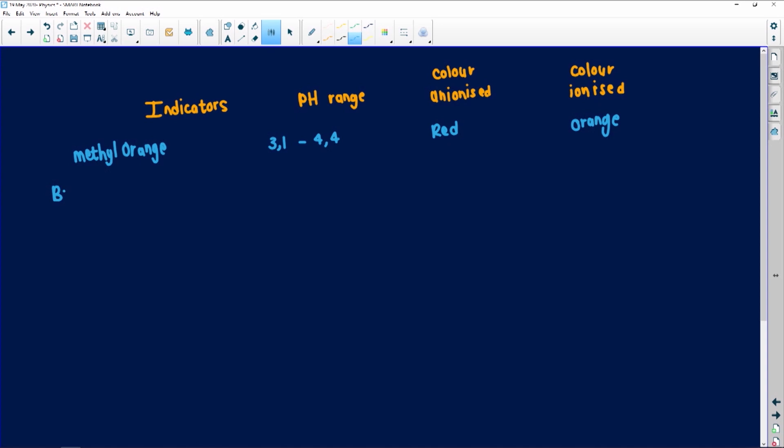Then we've got bromothymol blue, and it will work in a pH range of 6.0 to 7.6. It will be yellow, and it will be blue.